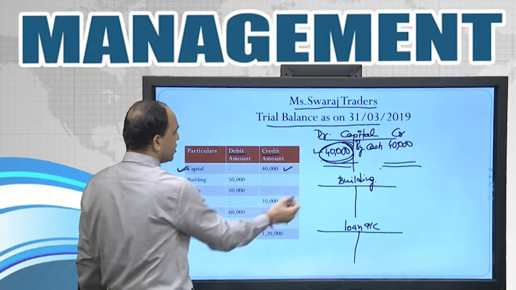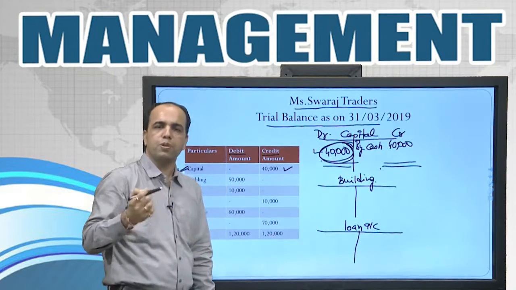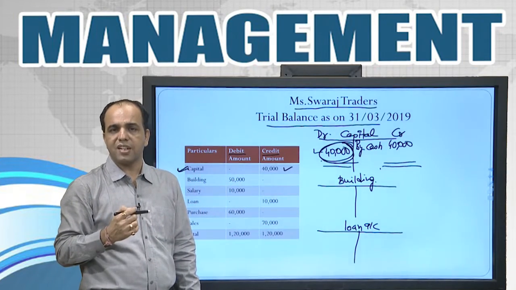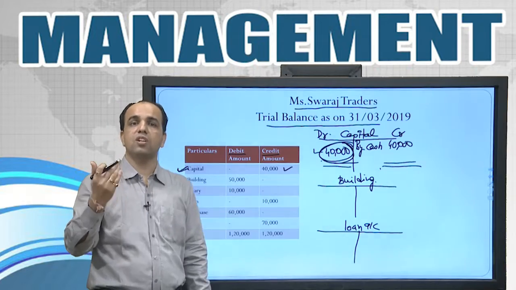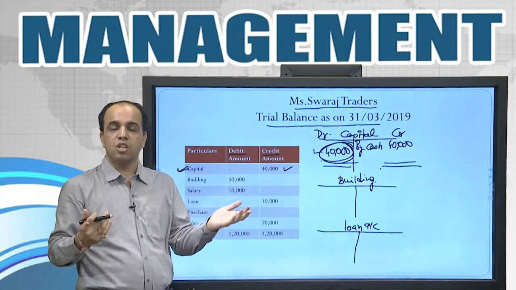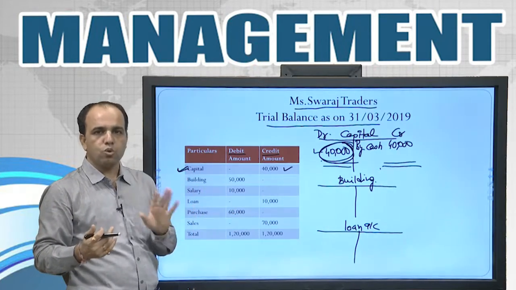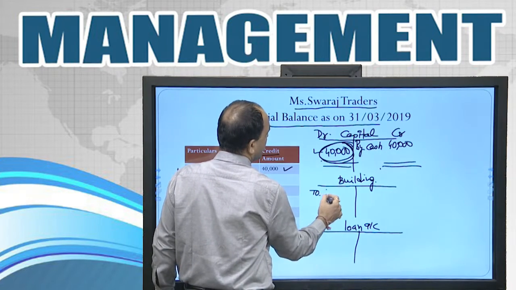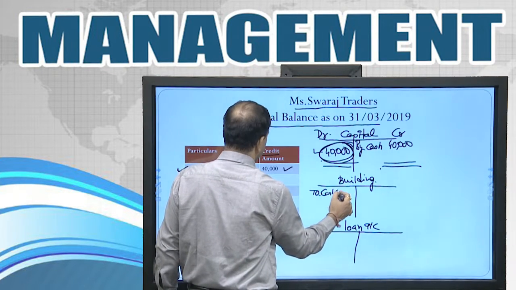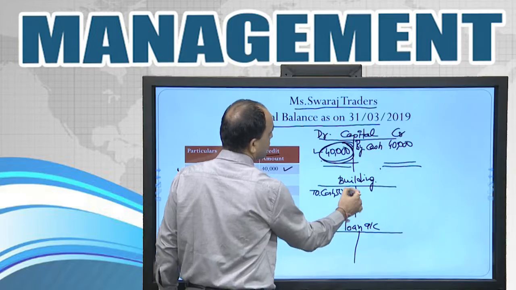In the same manner, suppose we have purchased a building of rupees 50,000, what would be the transaction? Very simple. Building is an asset. Debit what comes in, credit what goes out. So building account debit to cash account. So building account debit, on debit side of building to cash account, we have purchased building of rupees 50,000.